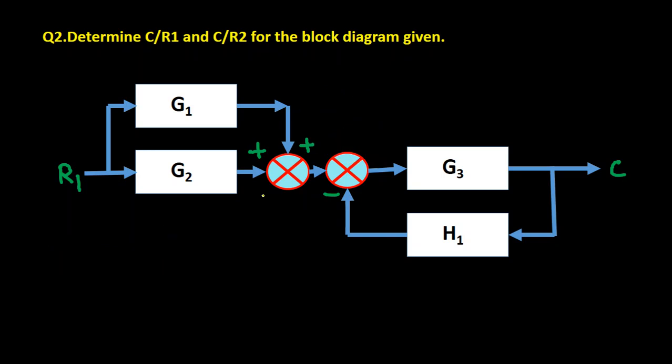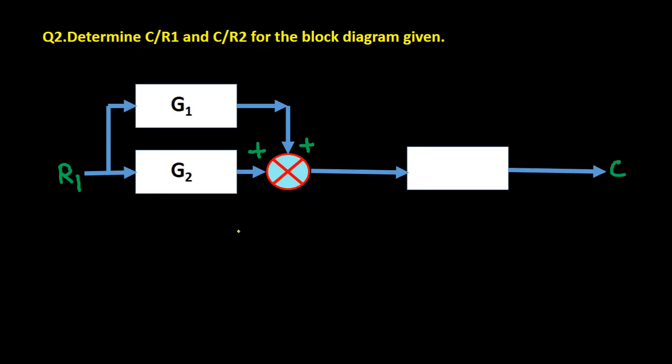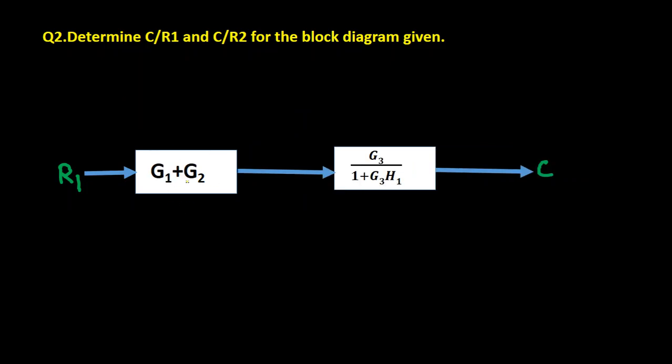Now after eliminating R2, you can see this G1 and G2 are in parallel, and this G3 and H1 make the closed loop control system. Now first we solve the closed loop control system. So we get the transfer function equal to G3 divided by 1 plus G3 H1. I told you the formula just now in the previous question. Now we solve for this parallel combination. So when we solve we get G1 plus G2 here. So this type of block diagram we will get.